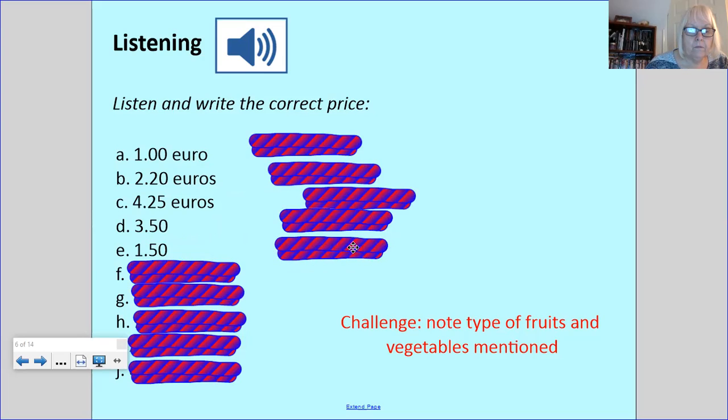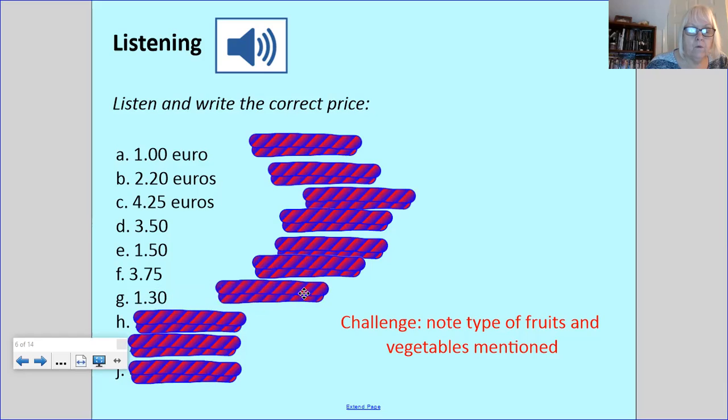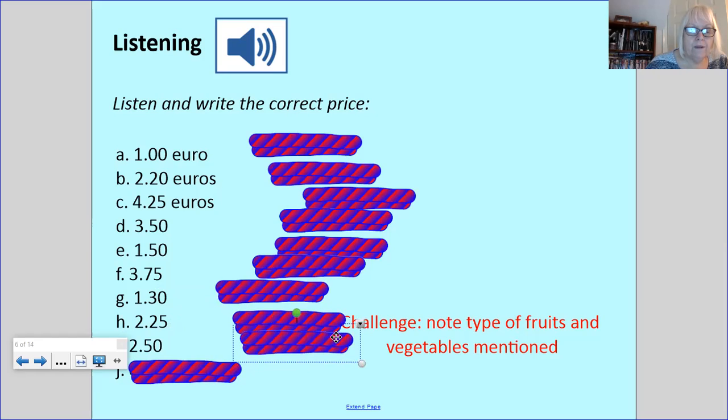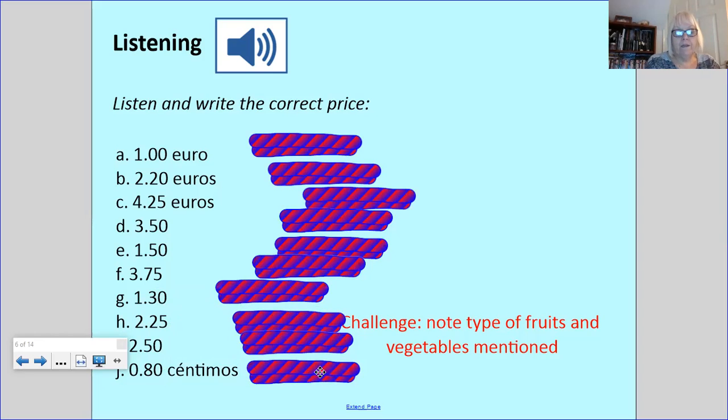€1.50. 3 euros con 75. 3 euros 75 cents. €1 con 30. €1 30 céntimos. H. 2 euros 25 céntimos. 2 euros 25. 2 euros 50. Y finalmente 80 céntimos. So you won't know how many euros, that's just 80 céntimos.